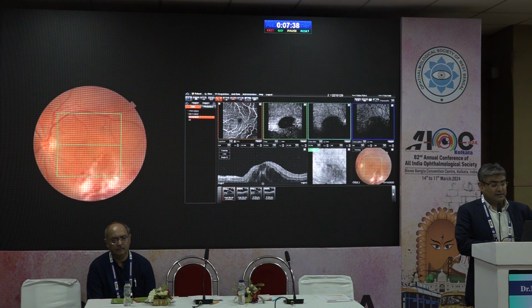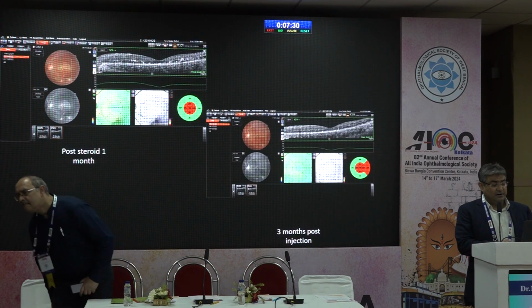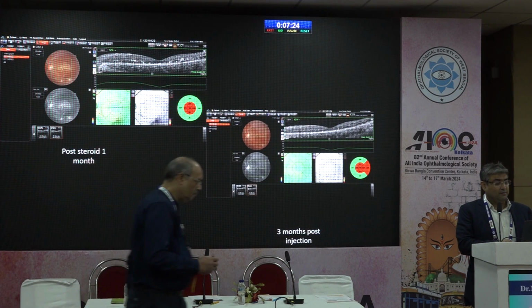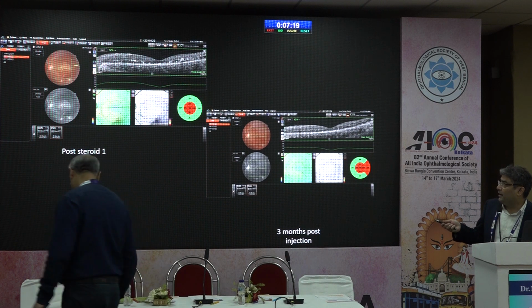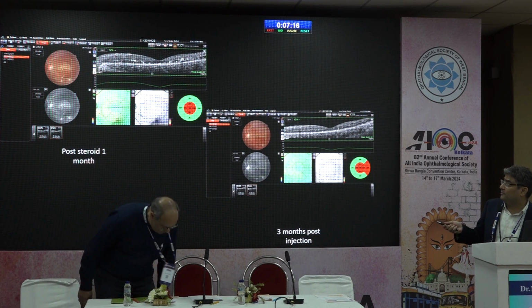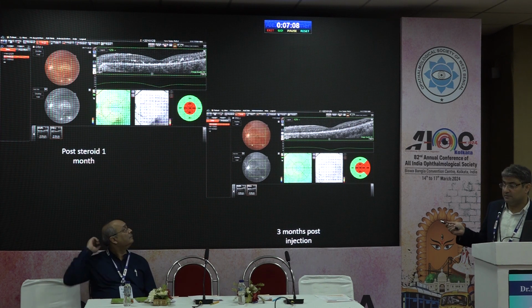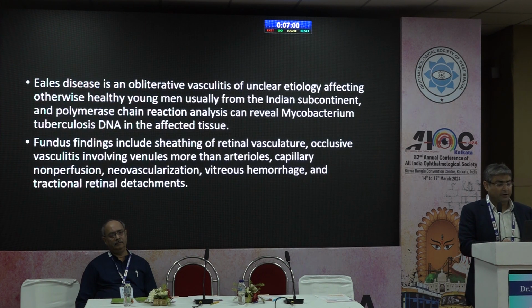Now we get the classical inflammatory vasculitis in these patients, and which has macular edema. We treated this patient with intravitreal Ozurdex. You can see at 1 month there is resolution of the vasculitis element over there, and we have a macular star-like picture we developed. And in the next 3 months, this macular star-like picture disappeared, and so did the edema. So these patients responded well to intravitreal steroid.